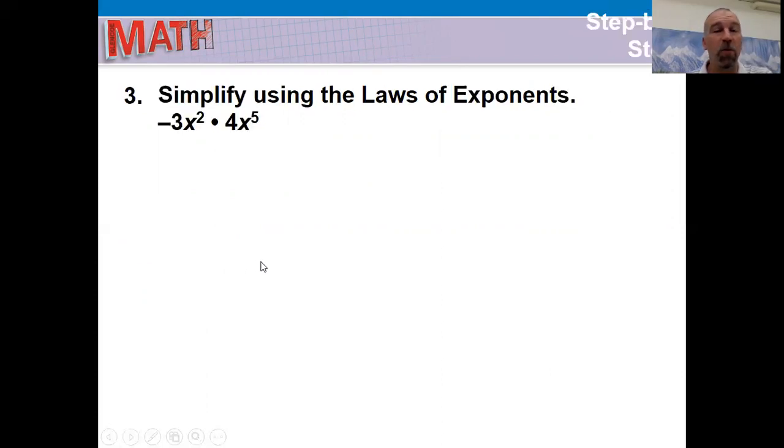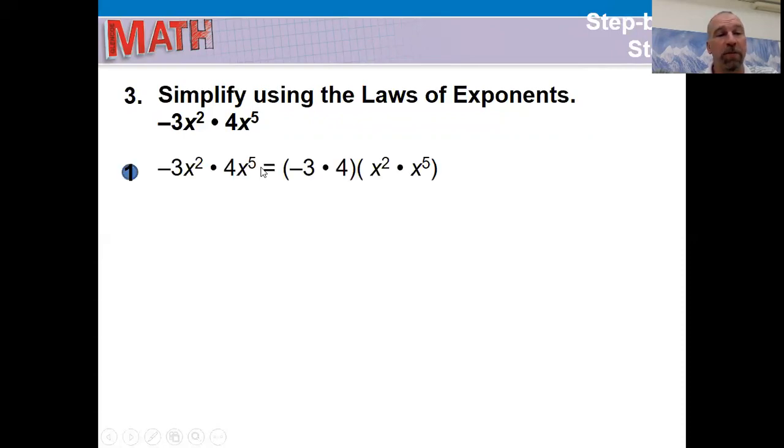Now, if I have more than just the number or just the variable, now I have to come up with a slightly adjusted rule. I have a negative 3x squared and a positive 4x to the 5th being multiplied. Remember, this negative 3 is multiplying these 2 x's, and this 4 is multiplying these 5 x's. So it's all multiplication between all of these things. So what you're going to do is regroup them. You're going to put the things together that seem like they belong together. The negative 3 and the 4 seem to belong together. So put them together as a multiplication problem.